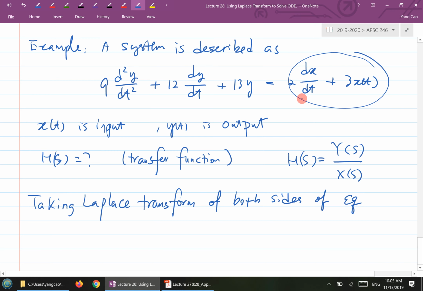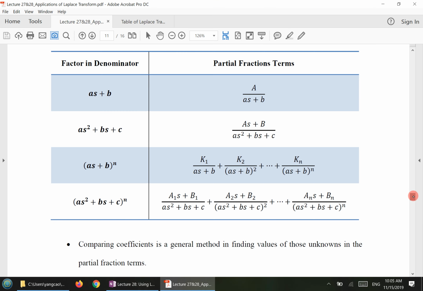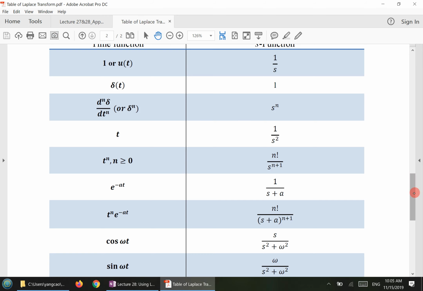So let's see what's going to happen if I take a Laplace transform of both sides of this equation here. Taking the Laplace transform of the left side first, what do we get for the Laplace transform of the second order derivative of y over t? You use the table here.